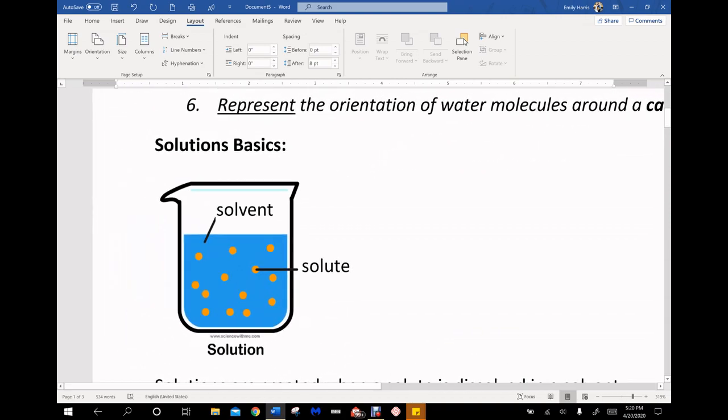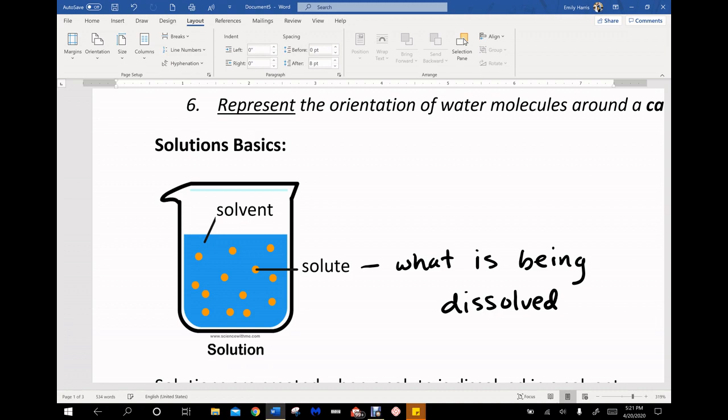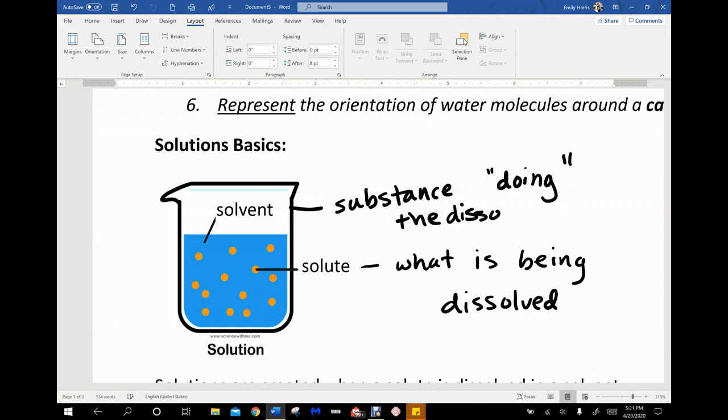A solution consists of two parts. The first part is the solute, which is what is being dissolved. The second part is the solvent, and that's the substance doing the dissolving. So the solute is dissolved in the solvent. Get that all written down for you. There we go. So a solution consists of solute plus solvent.